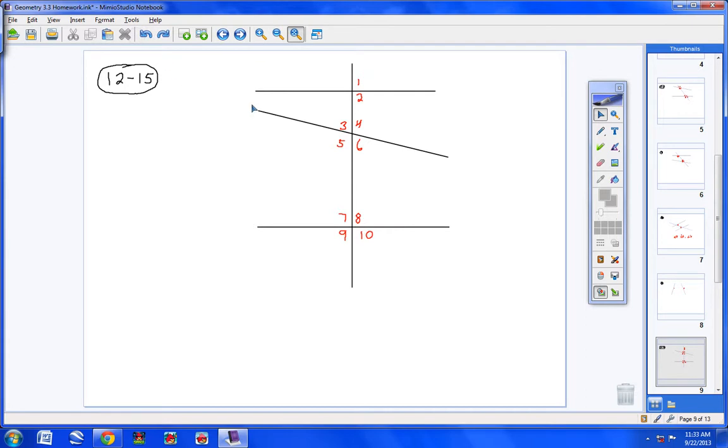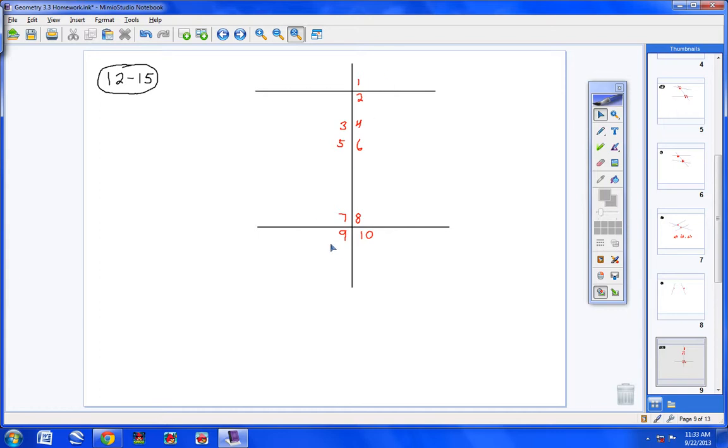Number 14, name a pair of alternate exterior angles. Well, let's keep doing our little trick. Let's get rid of this line here. Alternate exterior. So 3 and 10 would be alternate exterior. 4 and 9 would be alternate exterior. Now let's get rid of this line so we're not confused. 1 and 9 would be alternate exterior.